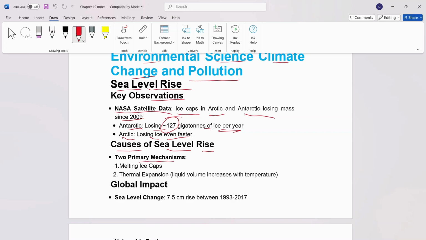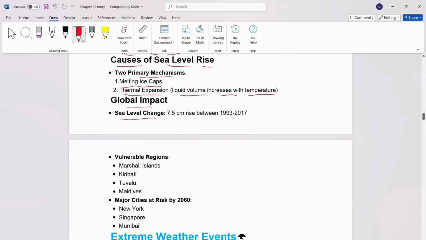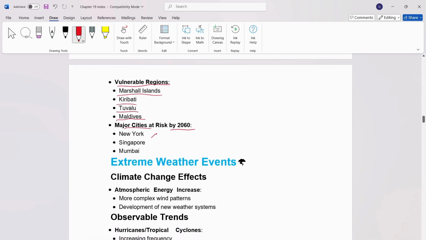Two primary mechanisms: melting ice caps, and thermal expansion, where liquid volume increases with temperature. Global impact can be seen in sea level changes, a 7.5 centimeter rise between 1993 and 2017. Vulnerable regions: Marshall Islands, Kiribati, Tuvalu, Maldives. Major cities at risk by 2060: New York, Singapore, and Mumbai.